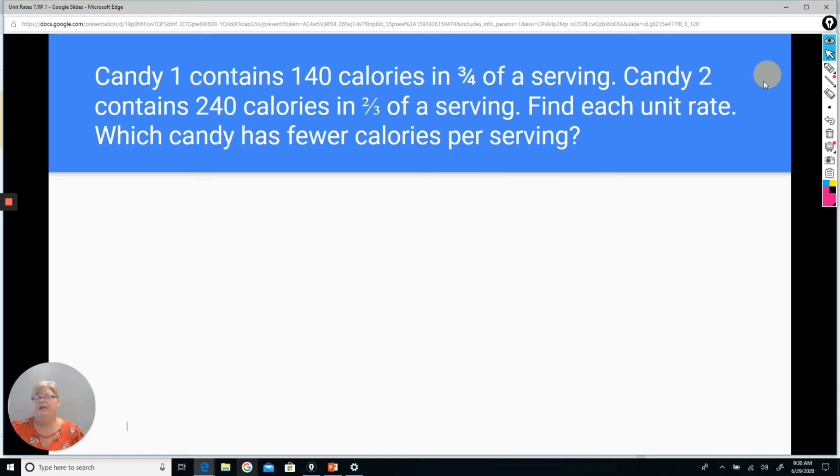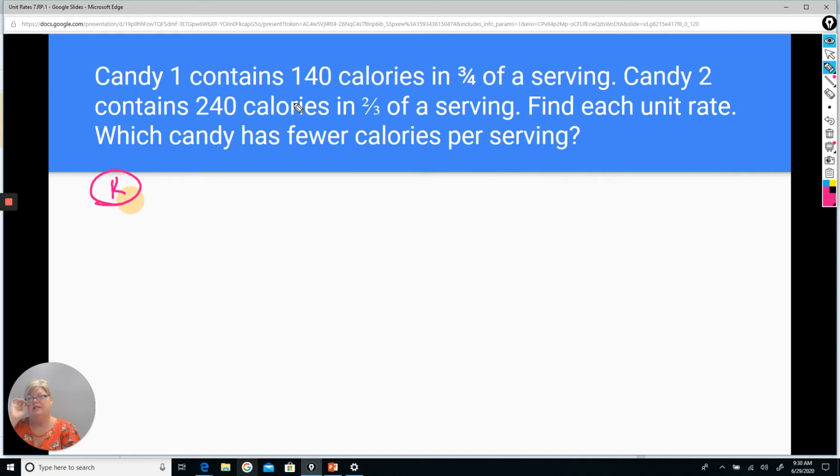Okay, candy 1 contains 140 calories in 3/4 of a serving. Candy 2 contains 240 calories in 2/3 of a serving. Find each unit rate. Which candy has the fewer calories per serving? Okay, remember, we can only do part at a time. So let's look at what we know.